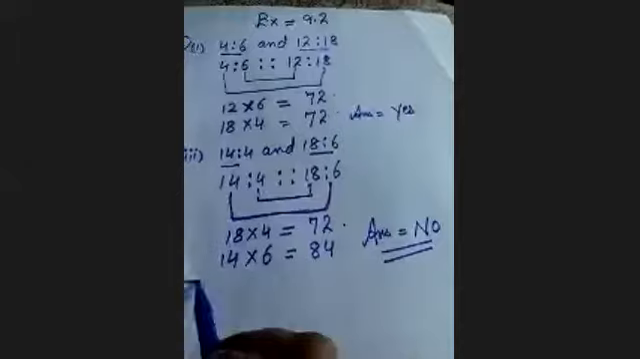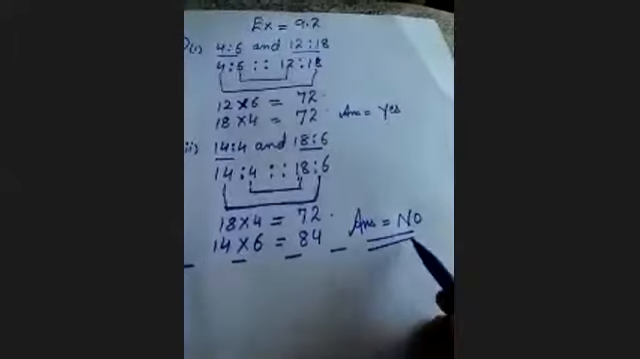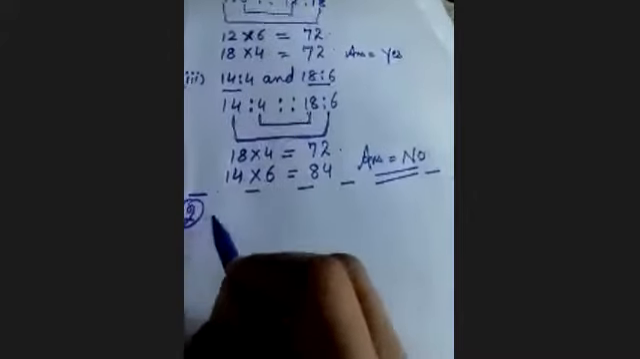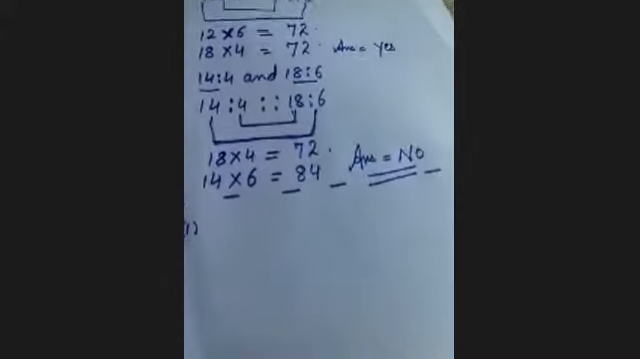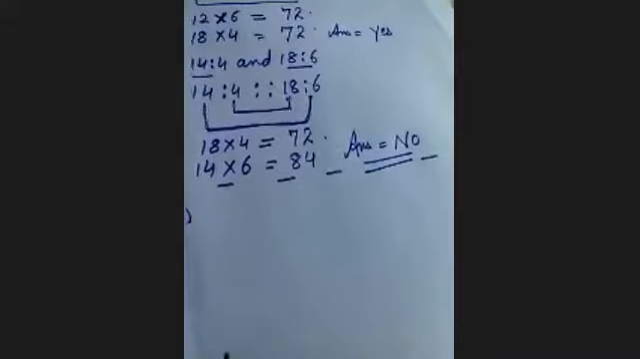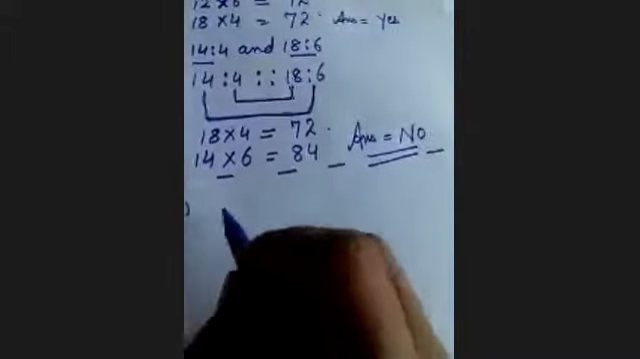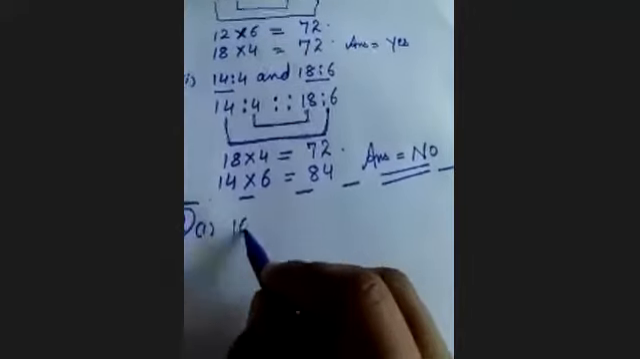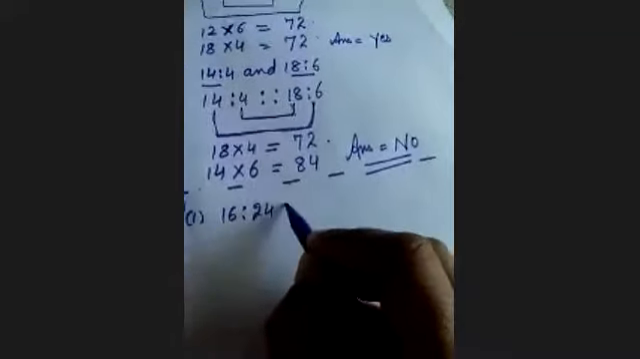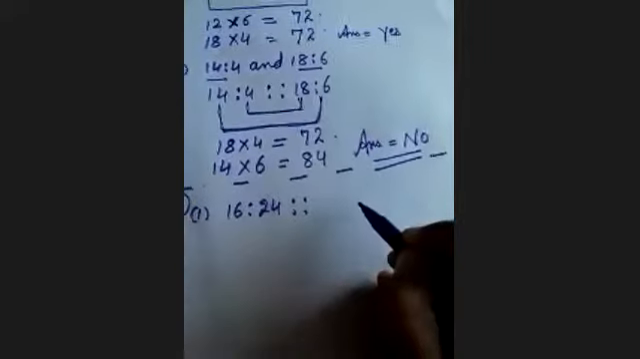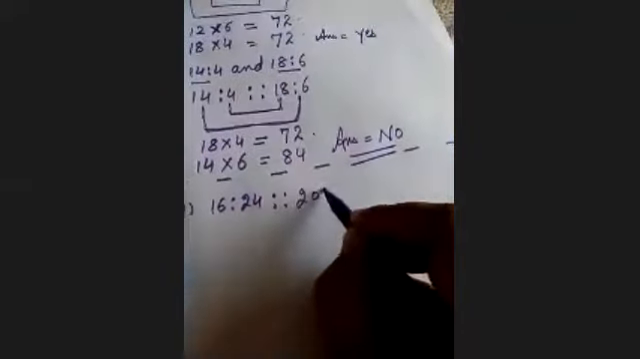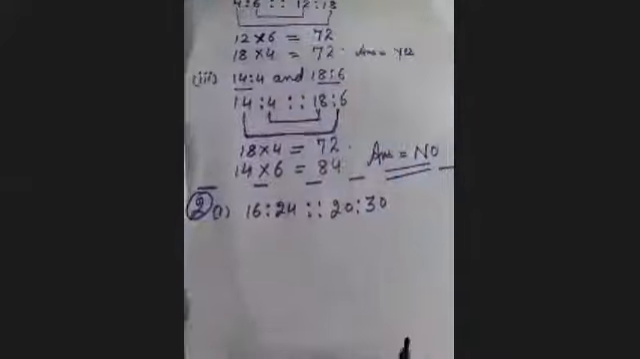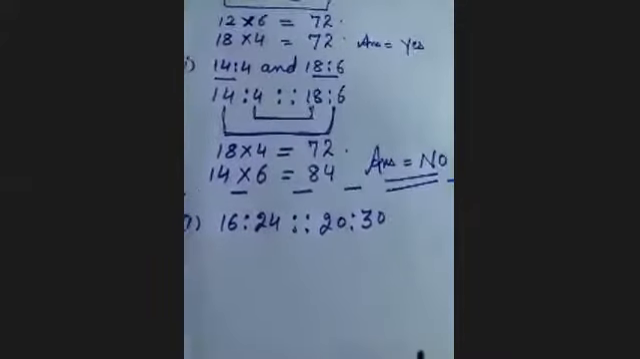Next is the second question. Second question, first part: write true or false against each of the following statements. First part is 16:24 proportion 20:30. Now check whether this statement is true or false.